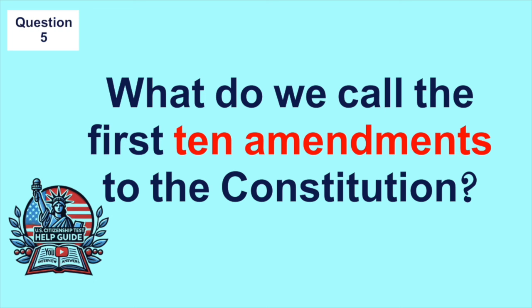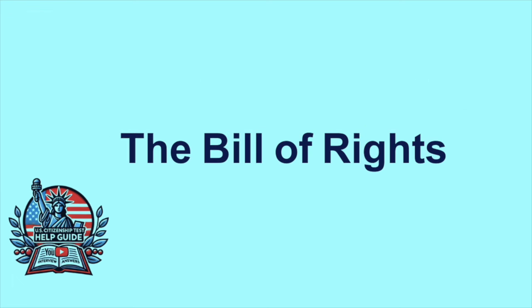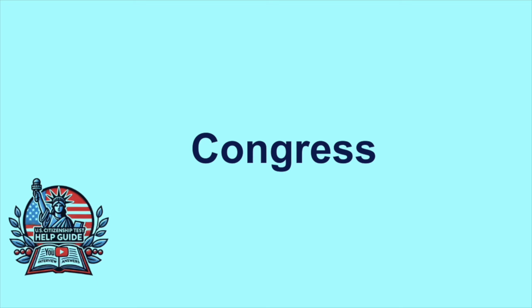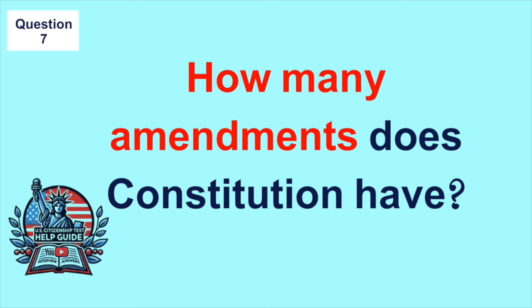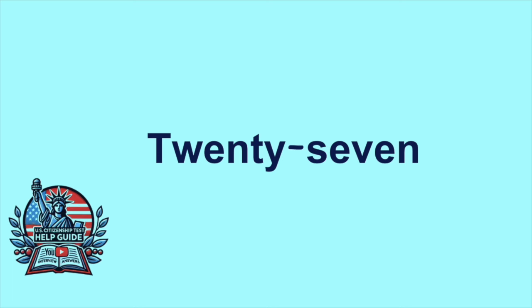What do we call the first 10 amendments to the Constitution? The Bill of Rights. Name one branch or part of the government. Congress. How many amendments does the Constitution have? 27.